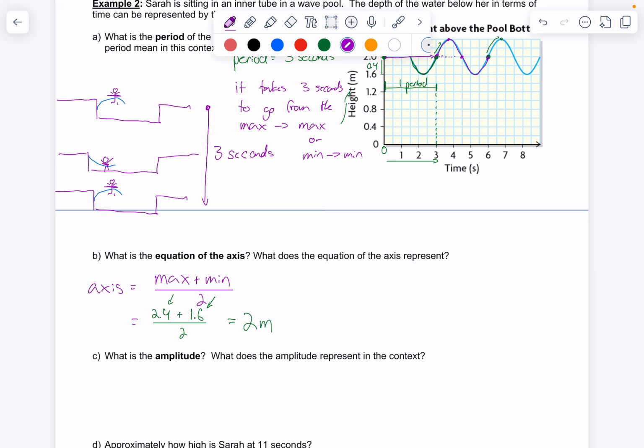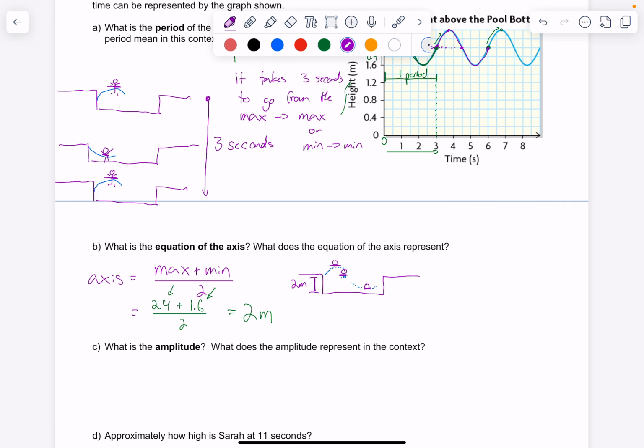Well, in the context of our problem, let me see if I could draw my pool again. If she's at her highest point right here in her inner tube, and then she goes down to the lowest point right here, so there's a time where she's up here, and there's a time where she's down here. Well, what the axis represents is the halfway point between those. So it'd be like when she's floating right here. And that halfway point, in what we just calculated, is 2 meters, okay? So what does it represent in the context of this problem?